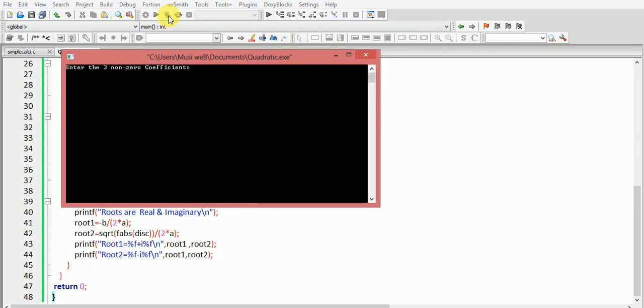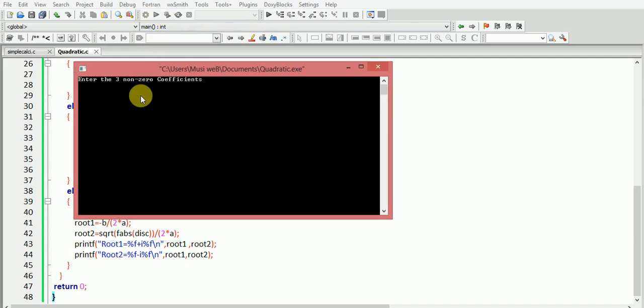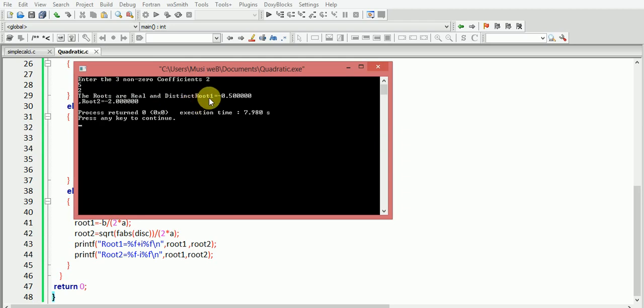Now it is asking me to enter the three non-zero coefficients. So I will enter 1, 2 and 1. The output I am getting is that the roots are equal, and the respective root 1 and root 2 values are shown. Now I need to run one more time to check the second run, where I will give 2, 5 and 2. Now it says that the roots are real and distinct, and the respective root 1 and root 2 values are displayed.